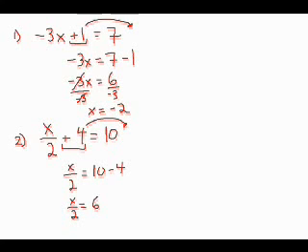We're not quite done here. We still have to get rid of divided by 2. To get rid of divided by 2, we multiply by 2. Whatever we do to the left side, we have to do the same thing to the right side. Multiplying by 2 and dividing by 2 cancel themselves out, and 6 times 2 is 12.